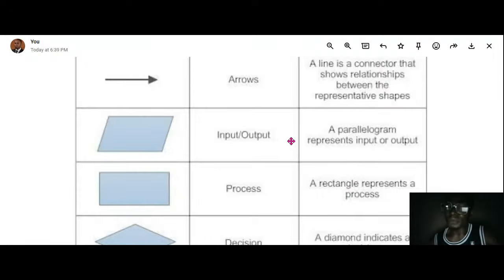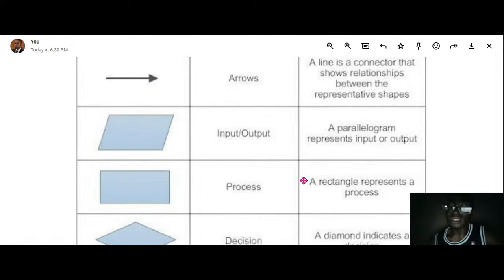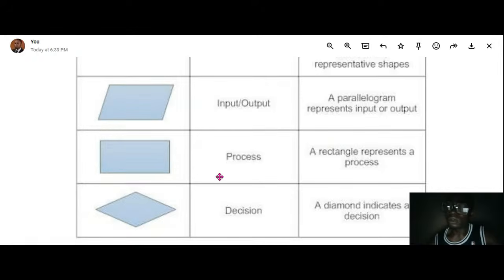The parallelogram is used for input or output, and this is the shape of the parallelogram. We have process. The process is a rectangle. A rectangle is one that represents a process. So when you see a rectangle in any flowcharting logic, that one is showing that a process is ongoing.